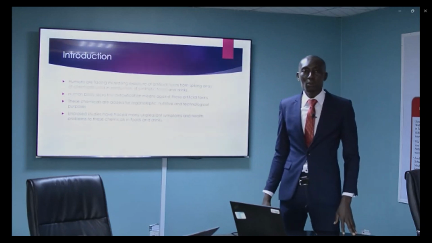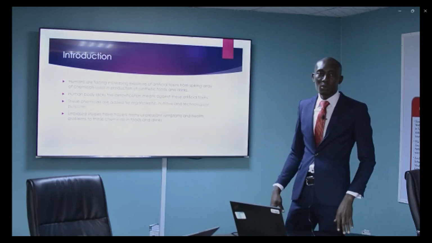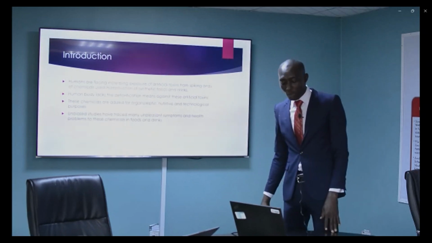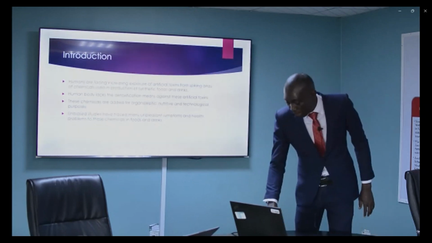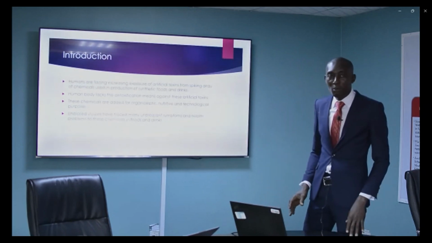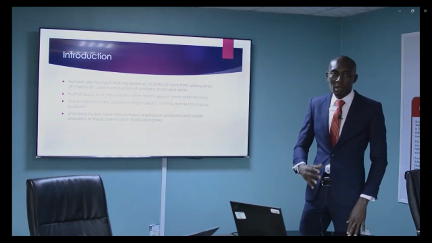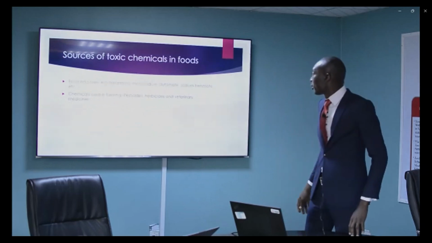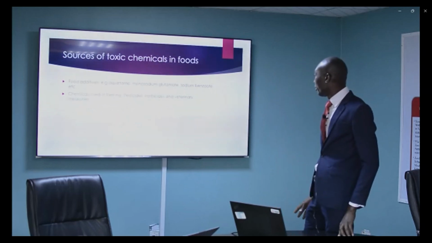Sometimes it's used to remove impurities in water. Some of these chemicals are used to kill pathogens in water and food. So we have to look at the major sources, and by the time we know the sources of the problems we have, that takes us to a level to know them and then avoid them and save our health. The two major sources of toxic chemicals in foods are food additives.